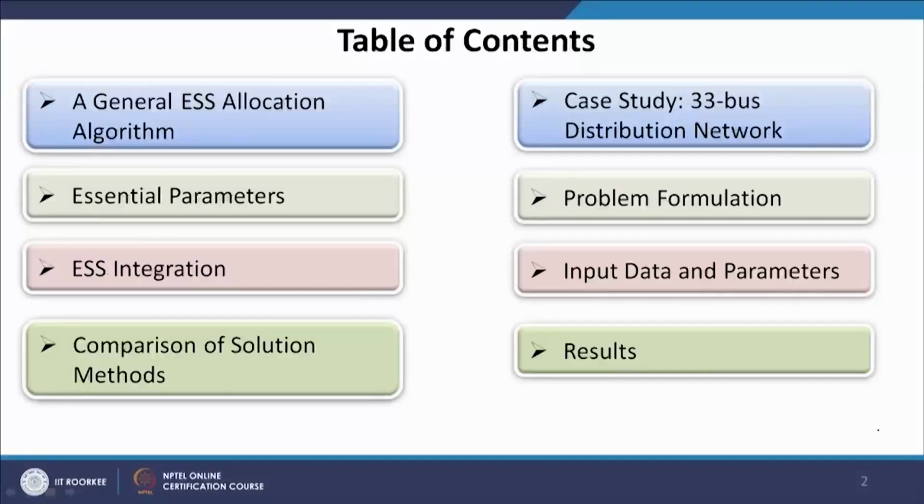So, let us continue our discussion today in this order. A general ESS allocation algorithm, we will try to understand how this allocation algorithm can be developed, what are those essential parameters, ESS integration, comparison of solution methods, and a case study. We will take a small power system of 33 buses and try to understand its process. Again, we will formulate the problem, then input data to this algorithm, and look at its final results.